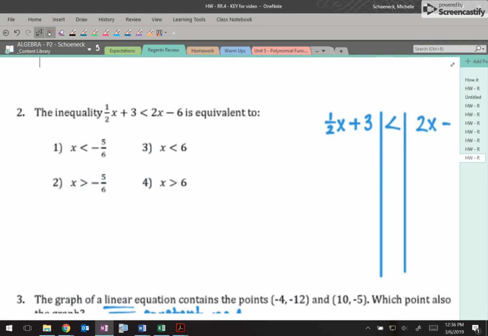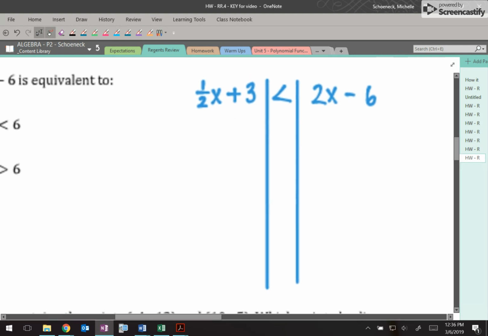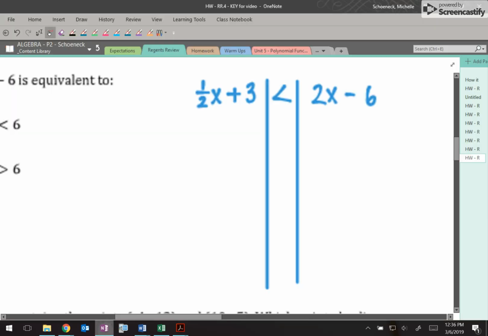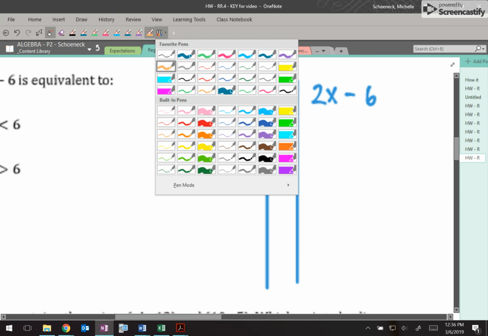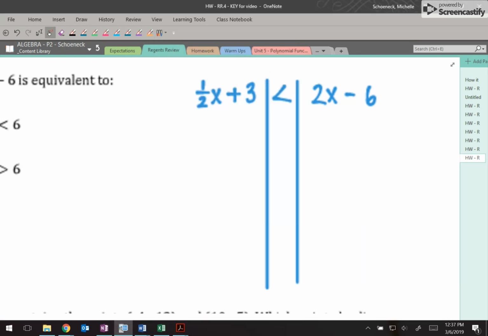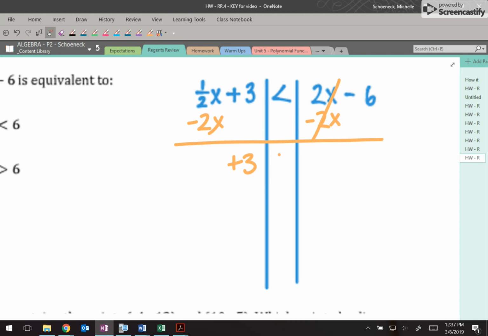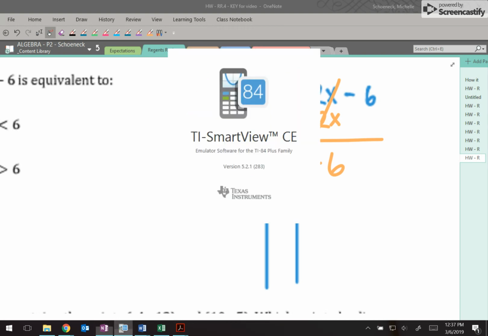Number 2, the inequality is equivalent to, well, what that means is we need to solve this inequality. So we are going to set it up exactly like an equation and go through the process exactly like an equation. All right, so the first thing I'm going to do is draw my 2 lines down, and I'm going to get all the variables to one side. So I'm going to subtract 2x on both sides. Everything else gets brought down, including the inequality symbol. All right, and now I'm going to do 1/2 minus 2.